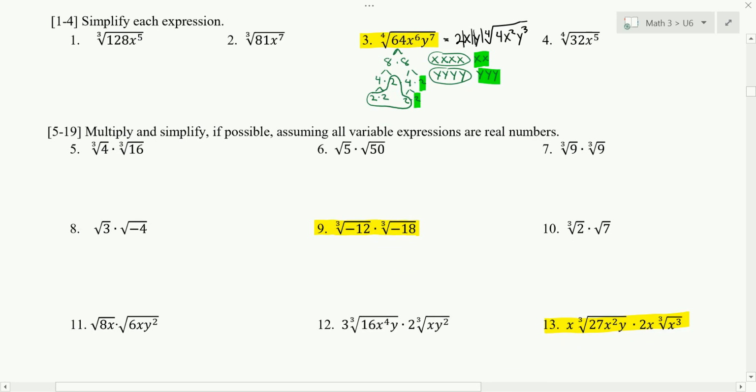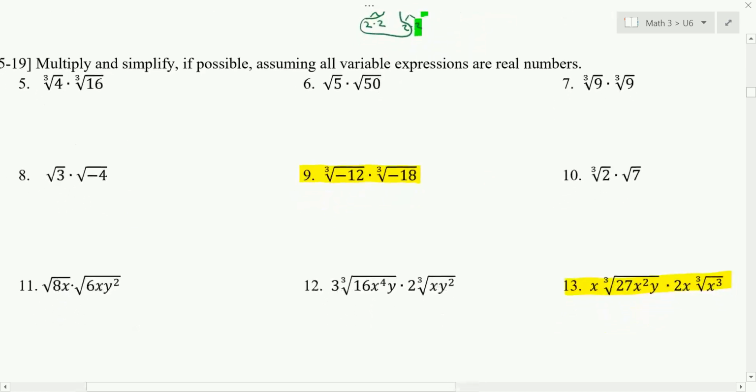Number 9 is the next one. We were asked to multiply and simplify if possible, and we're going to assume that all variable expressions are real numbers. So on number 9 we have a product of 2 cube roots, and as long as we're working with real numbers, we have the nth root of a times the nth root of b in general will be the nth root of a times b. That's a rule we can use as long as we're working with real numbers.